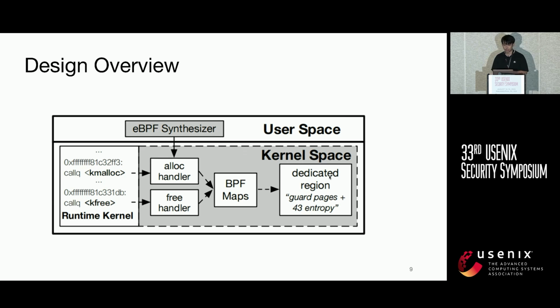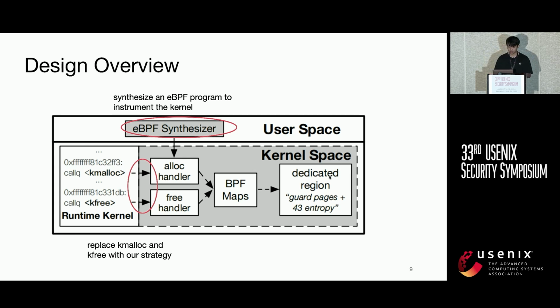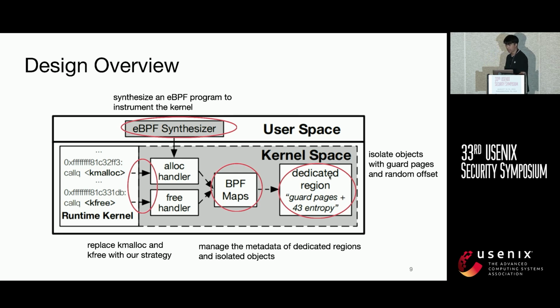For the design overview, we first have an eBPF synthesizer in the user space. It synthesizes an eBPF program to instrument the kernel. We also use this program to replace kmalloc and kfree with our own strategy. We also have BPF maps, which manage the metadata of dedicated regions and isolated objects. In the dedicated region, we can isolate objects with guard pages and random offset.